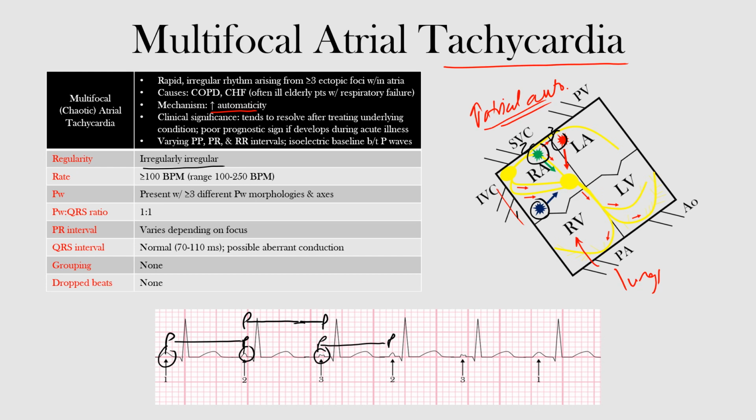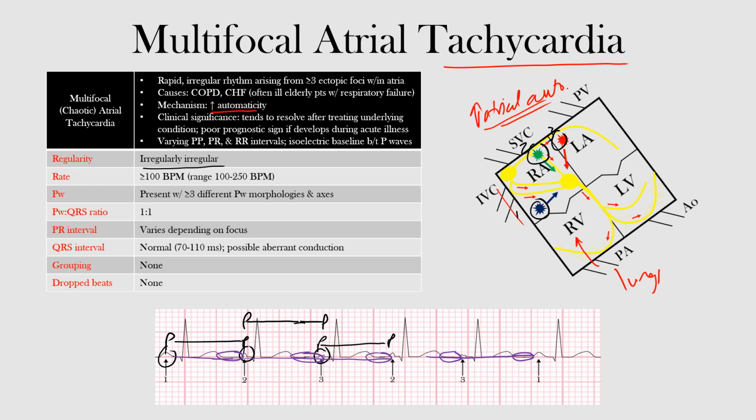And the other thing we mentioned is we want to see an isoelectric baseline between the P waves. So what do we mean by that? Well, notice here, these isoelectric points between each P wave. We see no flutter waves or anything there. So we want to see that, and we have that here.